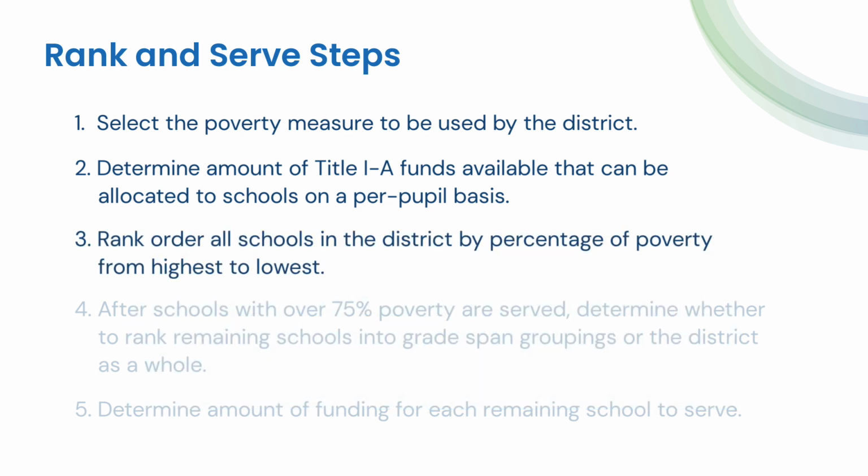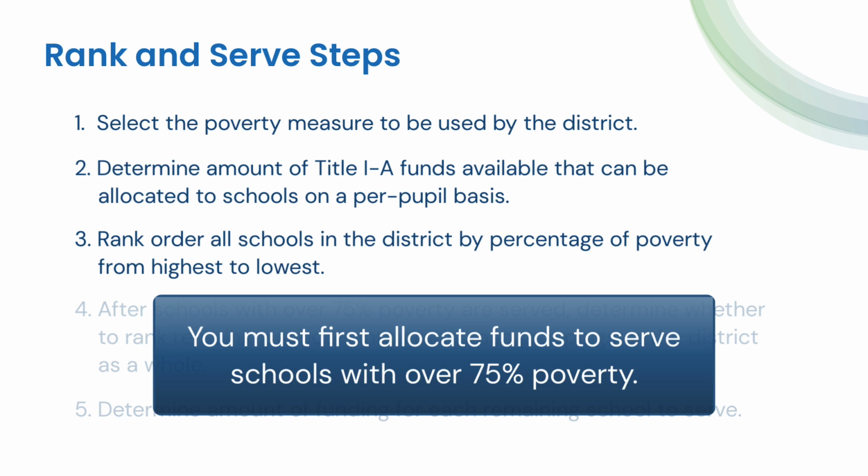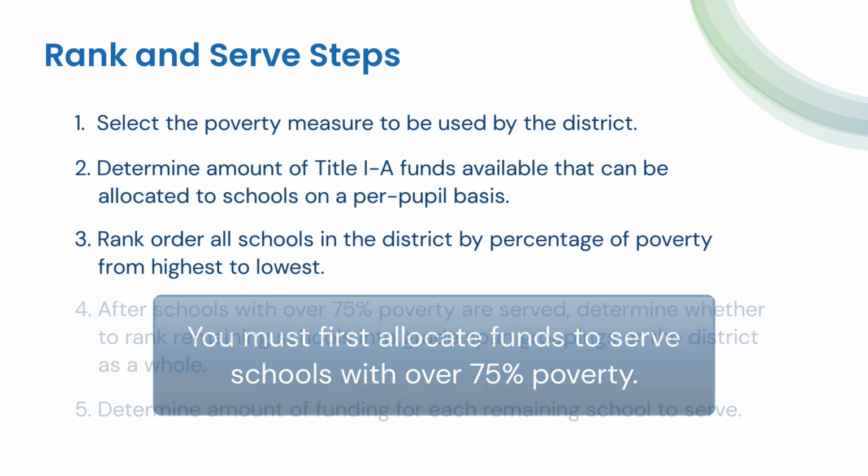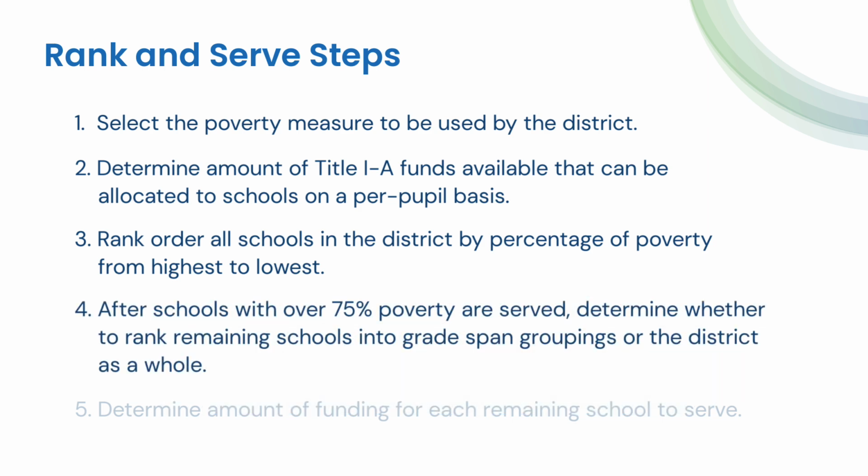3. Rank order all schools in the district by percentage of poverty from highest to lowest. Remember that you must first allocate funds to serve schools where 75% or more of students are from families navigating poverty. 4. After schools where 75% or more of students from families navigating poverty are served, determine whether to rank the remaining schools into grade span groupings or the district as a whole. And 5. Determine the amount of funding for each remaining school to serve.